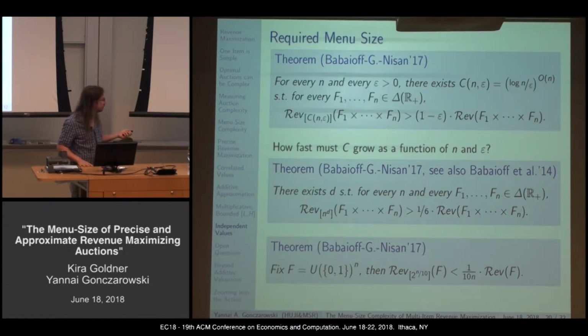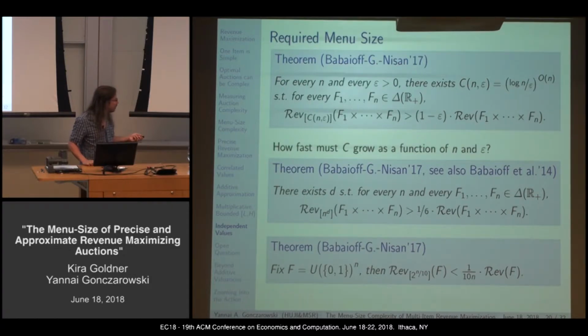So for the very simple distribution of n items, each of them 0 with probability 50%, 1 with probability 50%, if you limit your menu to be at most 2 to the n over 10, already exponential in n, you're gonna not get more than 1 over 10n of the optimal revenue. So if you really want 1 over 10 of the optimal revenue, or if you want 1 over n of the optimal revenue, or 1 over 10n of the optimal revenue, you're gonna need to have menu size more than exponential.